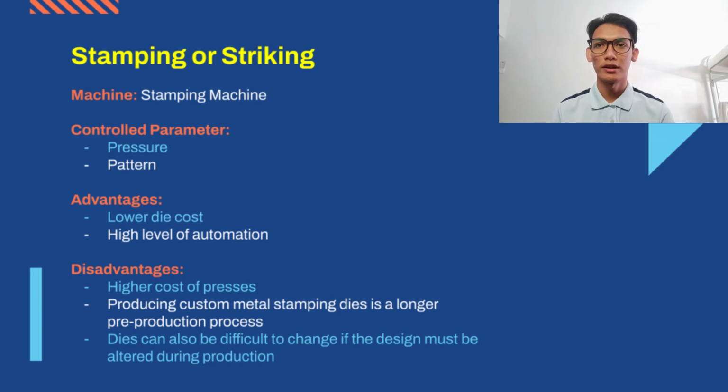For the stamping or striking process, we use the stamping machine. The control parameters are the pressure and the pattern. The advantages are lower die cost and a high level of automation. The disadvantage is a higher cost of spares. Producing custom metal stamping dies is a longer pre-production process, and the die can also be difficult to change if the design must be altered during production.